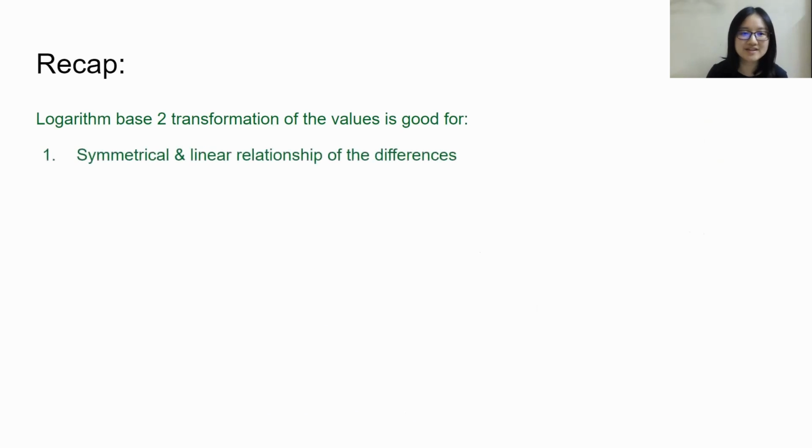So a little bit of a recap here. The log2 fold change transformation is good for a symmetrical and linear relationship of the differences. This makes it very easy to understand the relationship of the numbers.